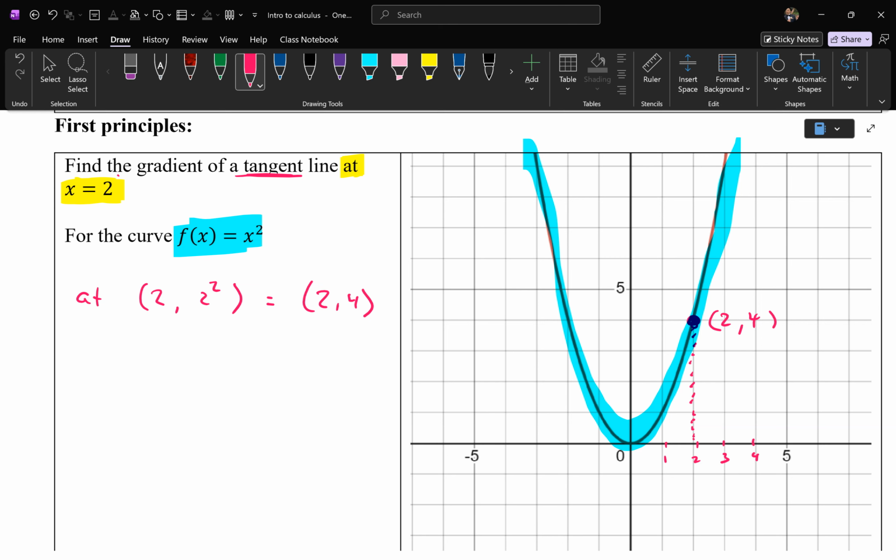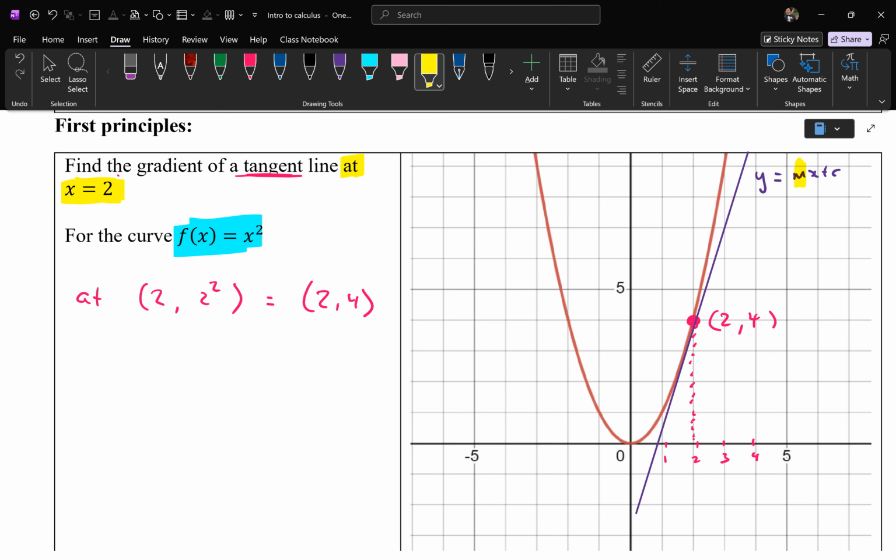When I say I want to find the gradient of a tangent line at that point, what I'm actually saying is this. There is a line that touches exactly just the 2, 4 point. This line is made up of y equals mx plus c. That's a straight line that you learned from year 9. What we don't know is this, m.